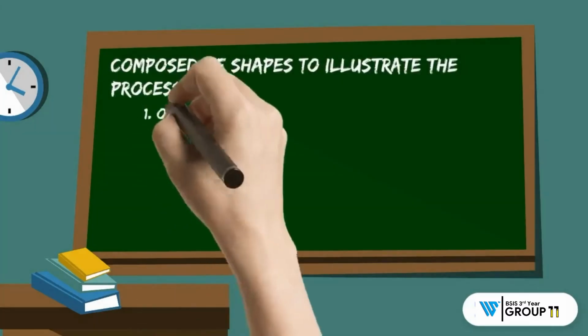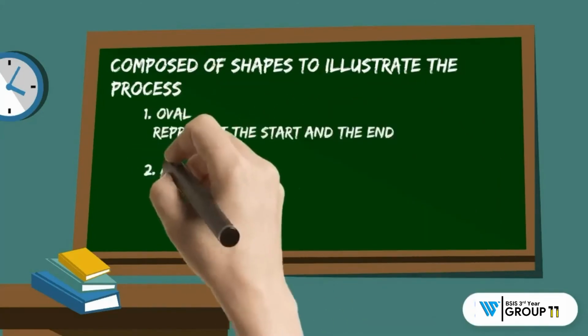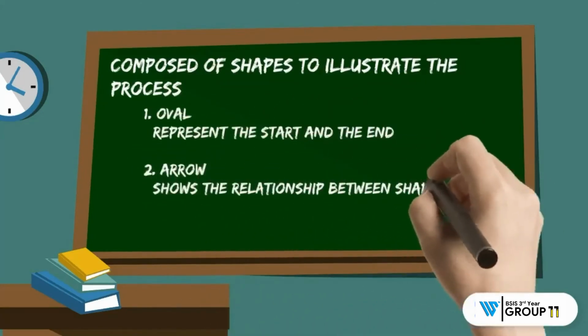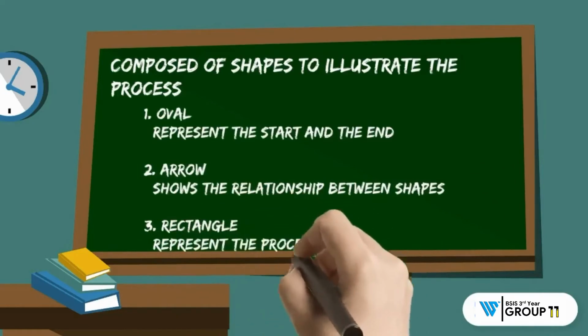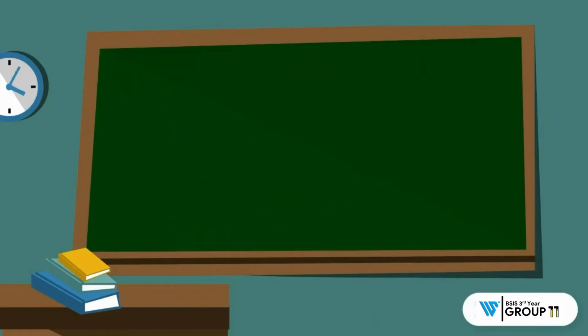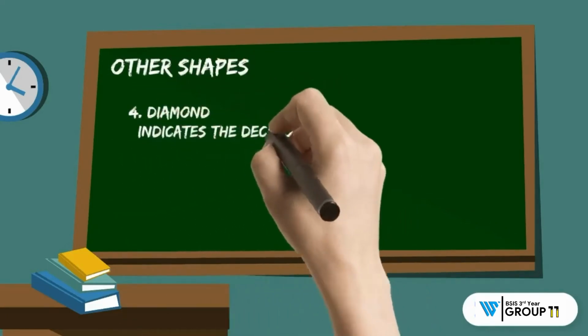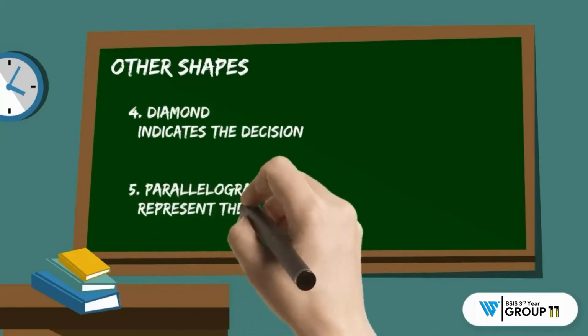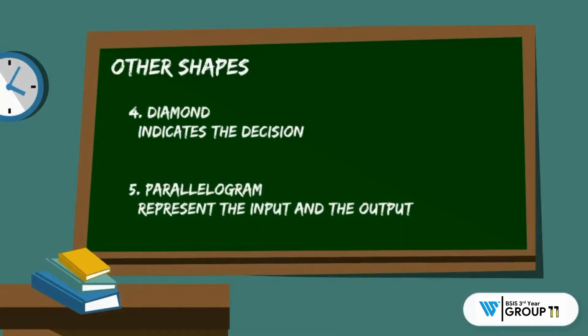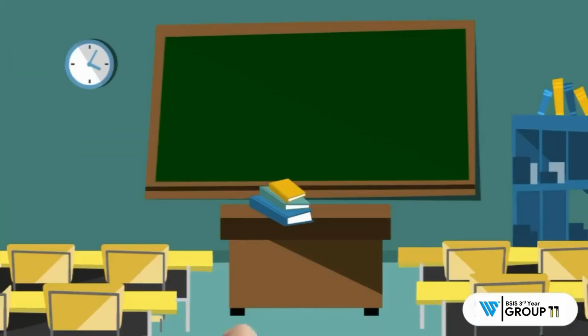Number 1, oval, represents the start and end on the flowchart. 2, arrow. The arrow shows the relationship between the shapes and connects the whole flowchart. Number 3, rectangle, represents the process. Number 4, diamond. A diamond indicates the decision in a flowchart. Number 5, parallelogram. A parallelogram represents the input and the output on the flowchart.